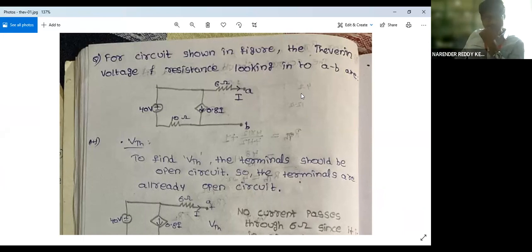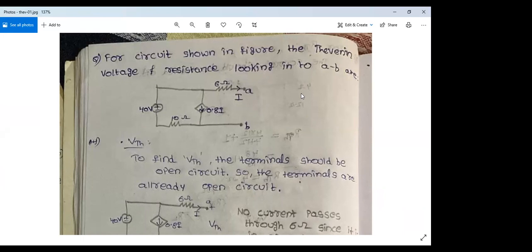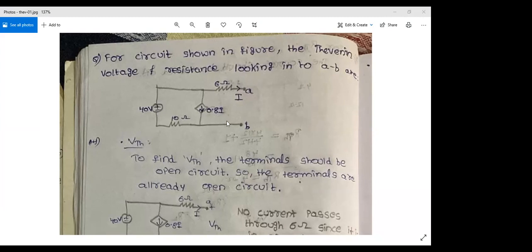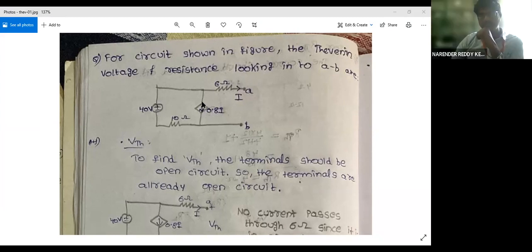Are you there? Two sources, sir. A voltage source and a dependent current source. Yes, you have two sources, one voltage source of 40 volts and a dependent source. What type of dependent source is that? It's a current dependent current source, right? You have an arrow here, so you could represent it as a current dependent current source. So now what we have to do is draw the equivalent circuit.